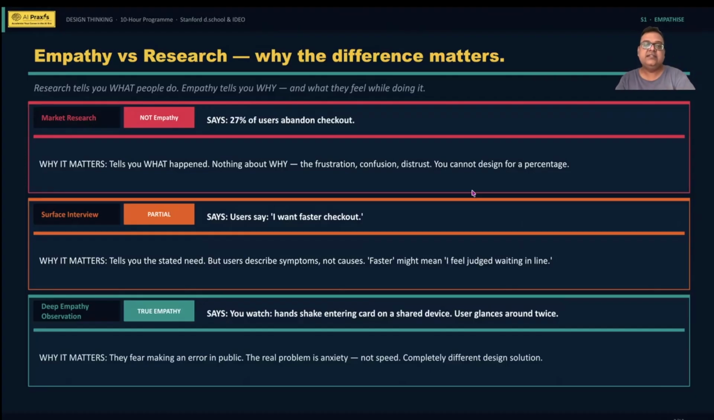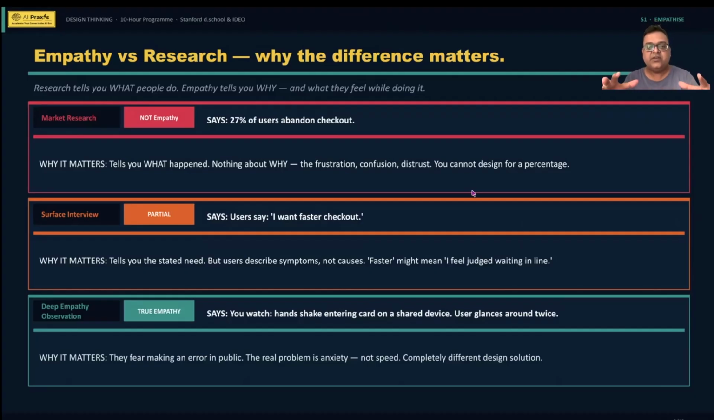Insights are always hidden. They are never obvious. They could never have come from a questionnaire alone. They came from watching real people in real situations. So the teaching manual, which is already there, introduces another very important idea. Not all empathy is equally deep. There are three levels of empathy.